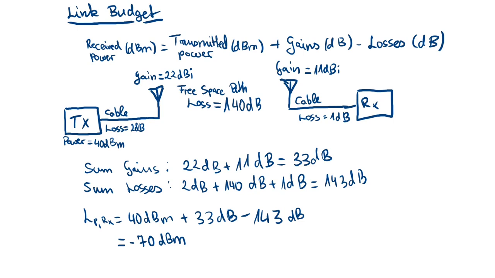In a communication system, you have a transmitter, and the transmitter generates a signal, a modulated signal carrying the information with a certain power, let's say 40 dBm. And this is in linear scale how much? Yeah, it's 10 watts.